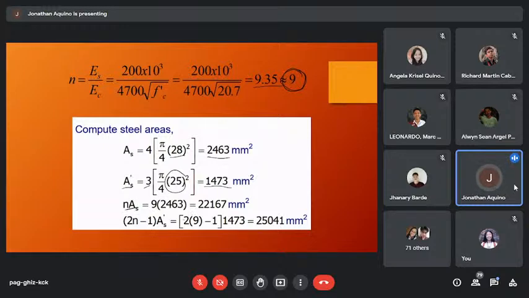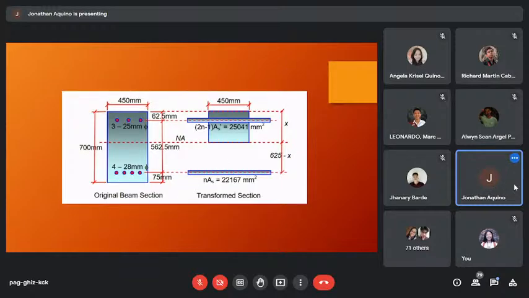So N times the area of tension steel, 9 times the area, is equal to 22,167. Then for the compression steel, the equivalent area is equal to 2N minus 1 times AS prime, or simply 25,041 millimeter squared. So knowing the equivalent or converted area of steel into concrete, this is the transform method, or the transformed section of the beam.